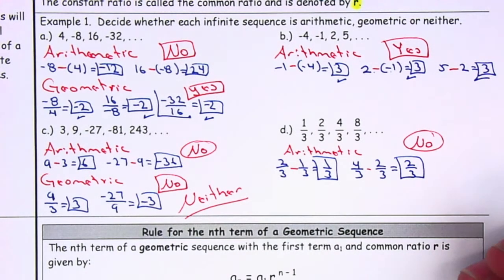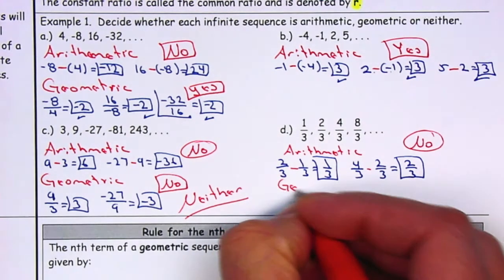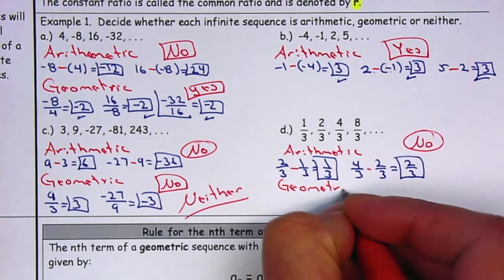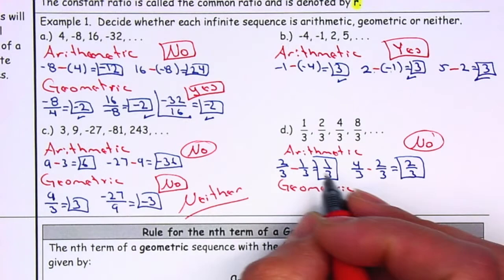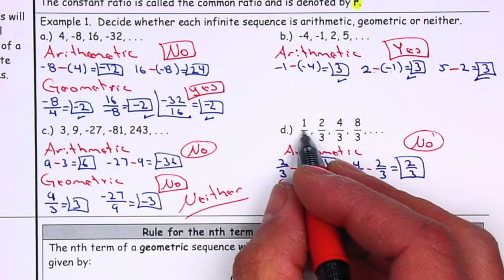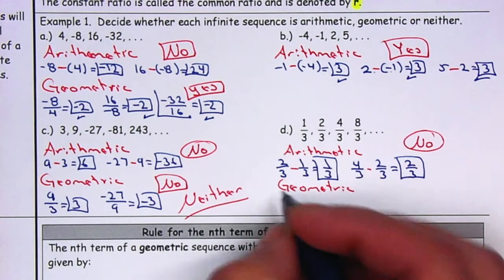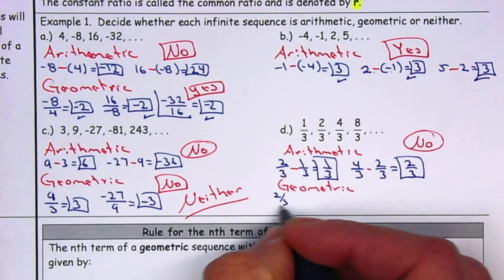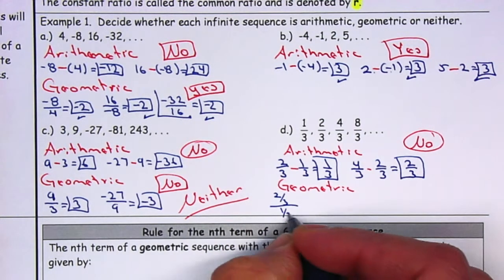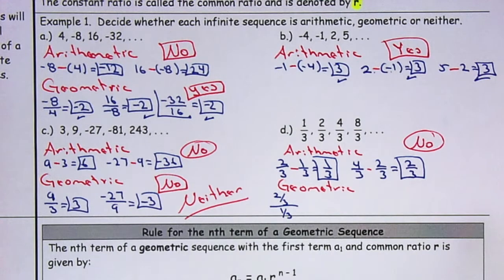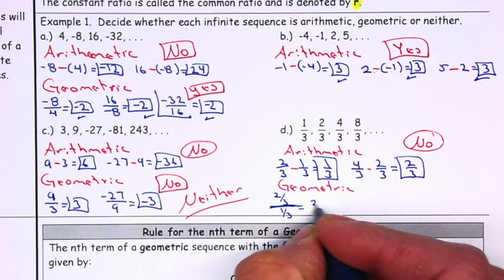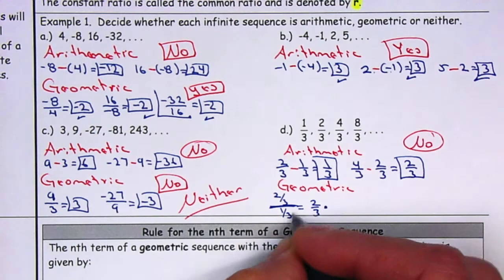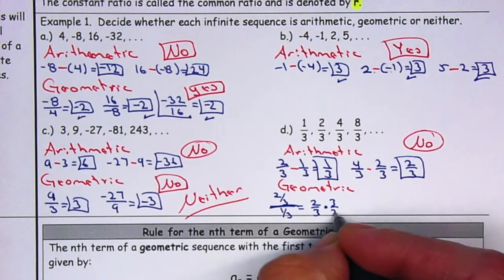Now we need to check and see if it's geometric. If it's geometric, we need to be able to take the second fraction divided by the first one. That will be 2/3 divided by 1/3. To change my division to multiplication, I'm going to keep the first fraction the same. I'm going to change to multiplication. I'm going to take the reciprocal of the second fraction. The 3's cancel, so it gives me 2.